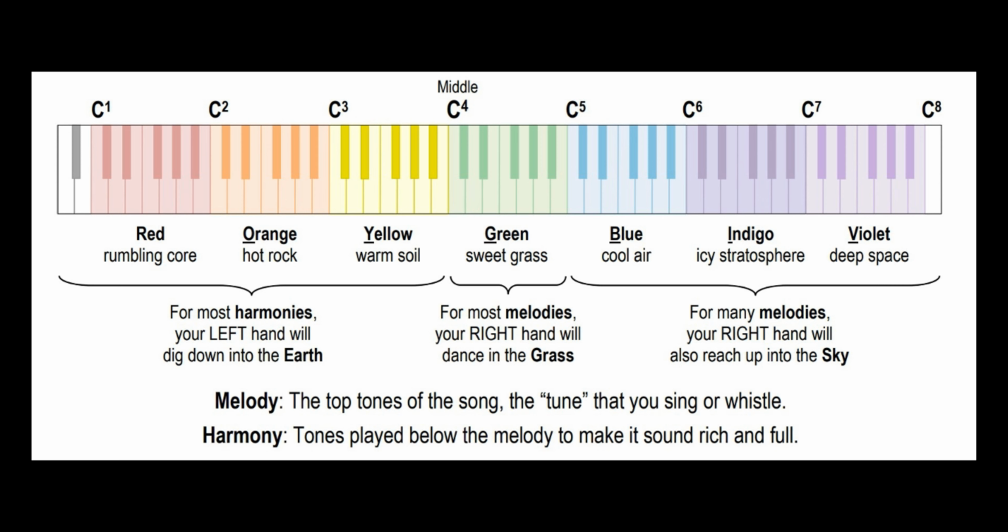Most melodies occur in the green octave, around middle C, as it's closest to the human voice range. So your right hand will probably spend most of its time here. Think of it as sweet green grass. But occasionally, your right hand will need to rise into the cool air of the blue octave. Meanwhile, your left hand will typically play chords and harmonies in the warm soil of the yellow octave.